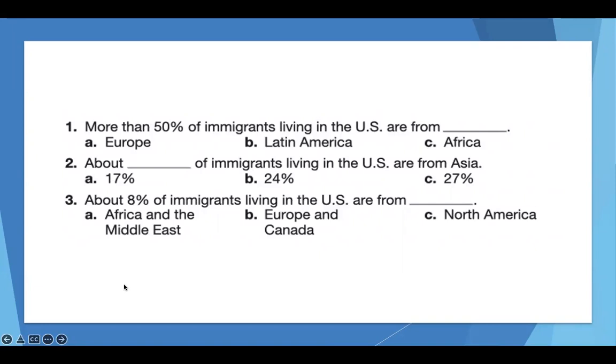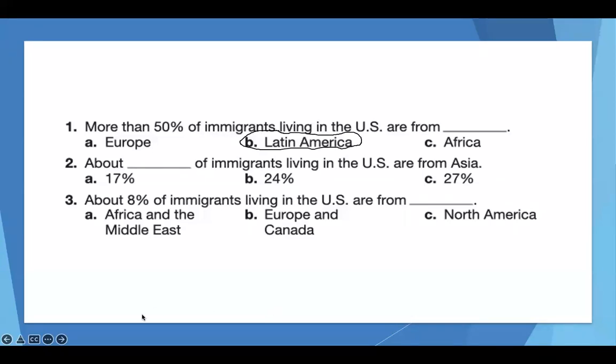All right, we'll try 3 more questions. 1, more than 50% of immigrants living in the US are from A, Europe, B, Latin America, or C, Africa. This one is B, Latin America. Question 2, about blank of immigrants living in the US are from Asia. Is this 17%, 24%, or 27%?